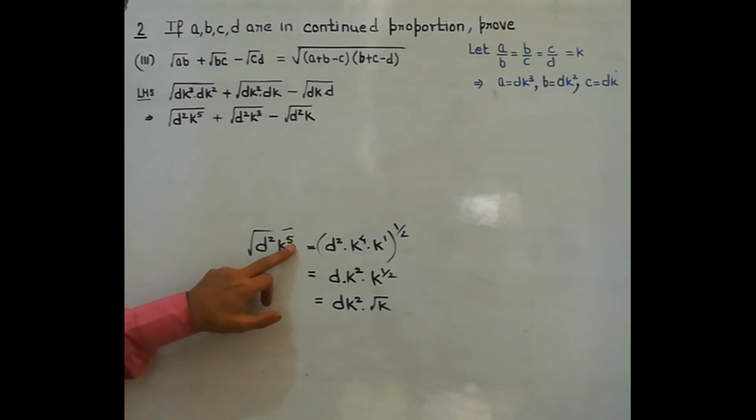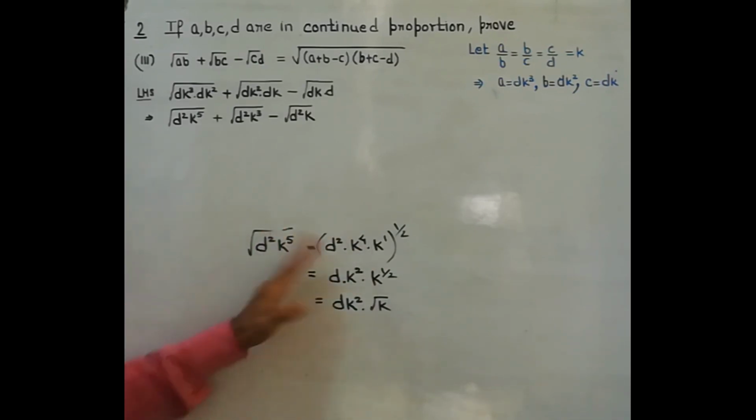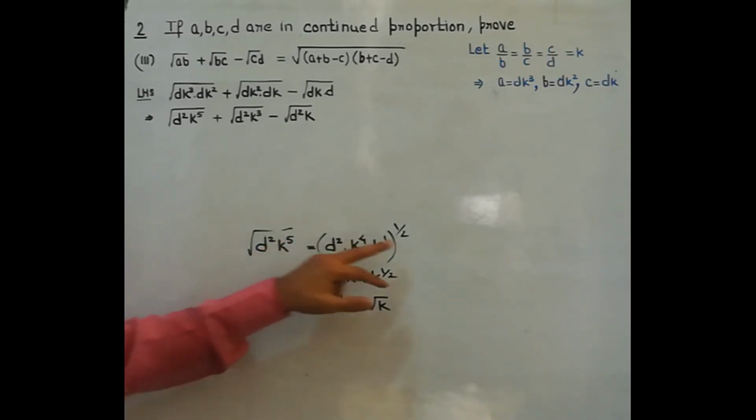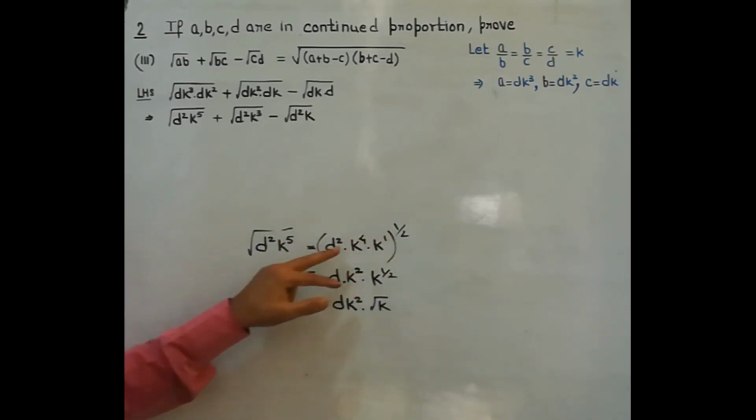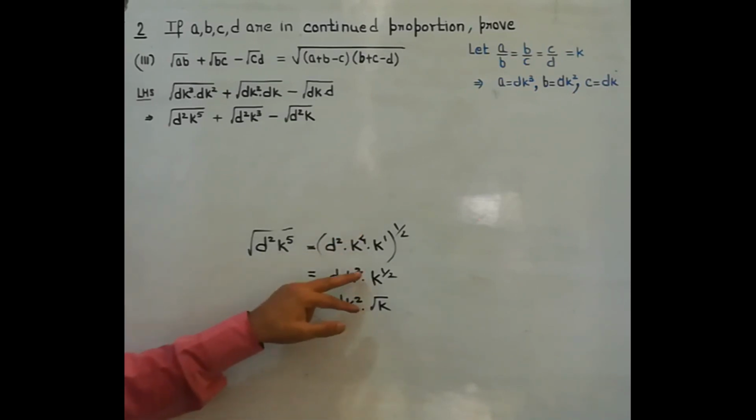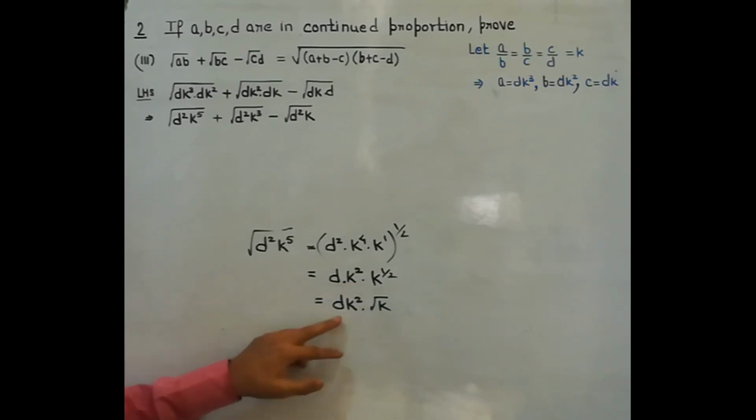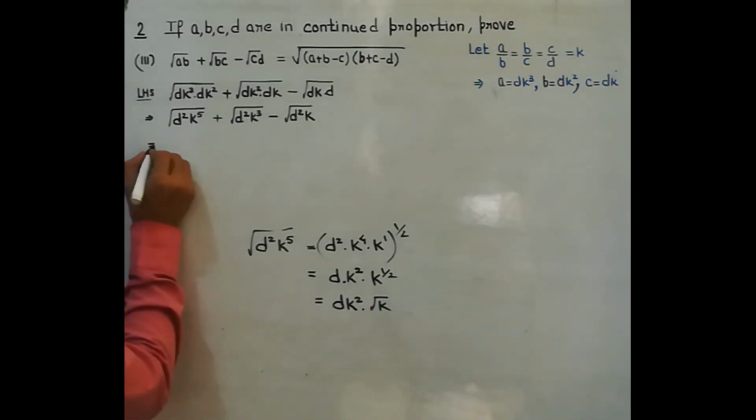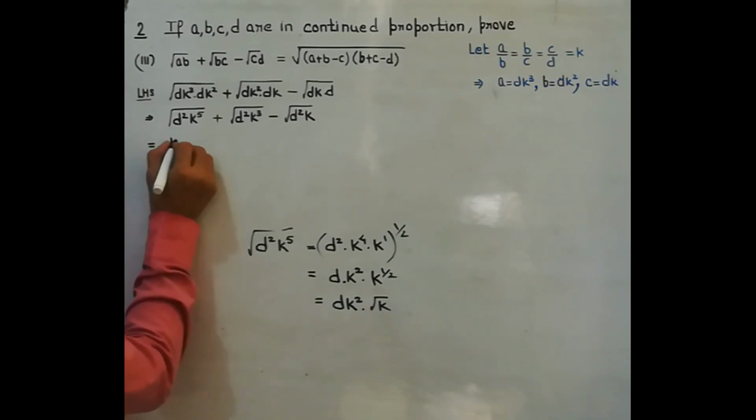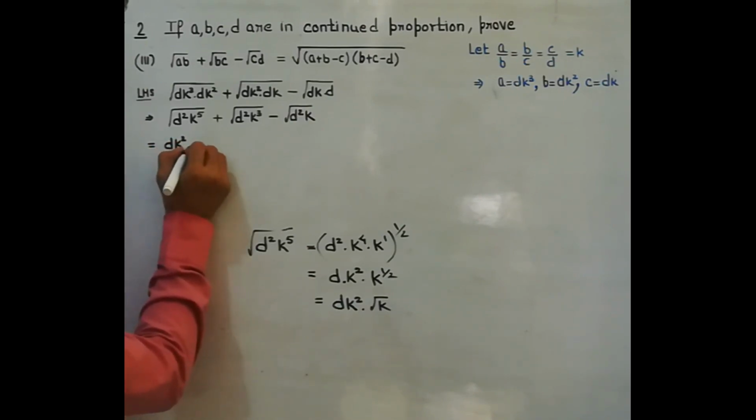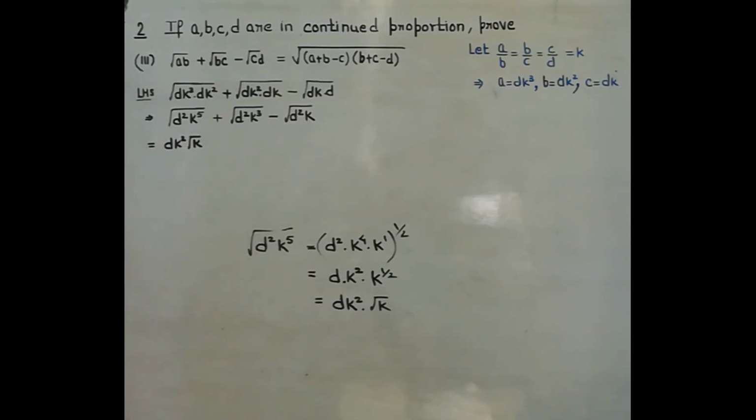Whenever you are getting an odd power, you separate one power from the other and you get an even power here. Now when you take square root, that means you have to do the half of the power. So half of this is 1, half of this is 2, and half of 1 will remain 1 by 2. So this will give you the result. So this portion can be written as d k square into root k.